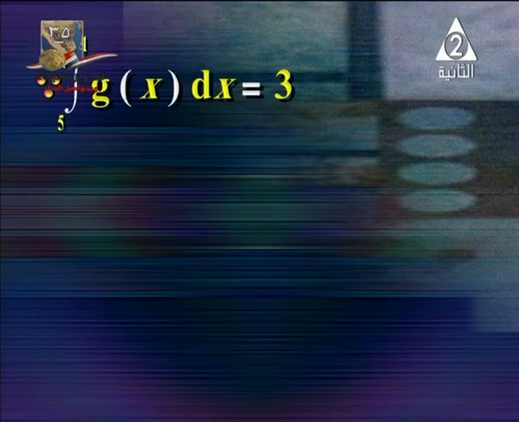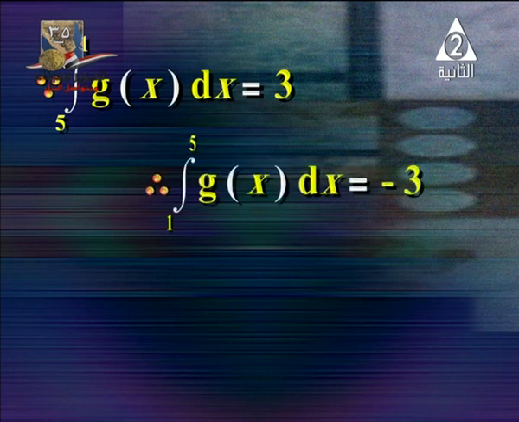Solution. Integration of g x dx from 5 to 1 equals 3, then integration g x dx from 1 to 5 equals negative 3 by using the rule of definite integration. Integration from a to b equals negative integration from b to a. Then integration from 5 to 1 equals negative integration from 1 to 5.